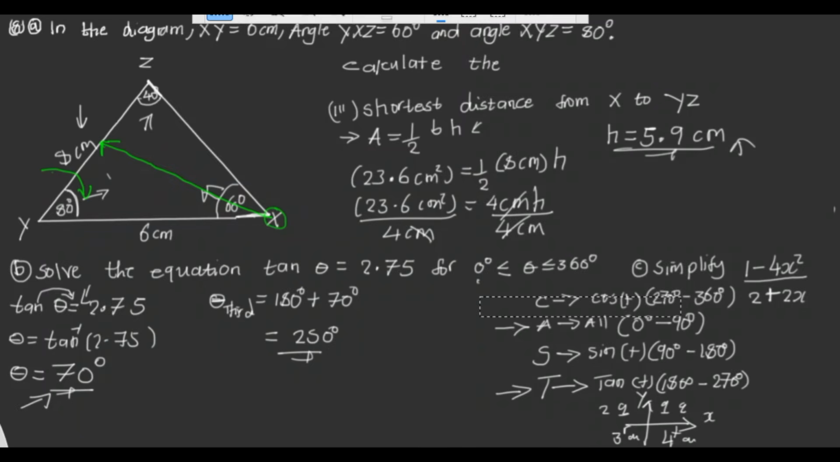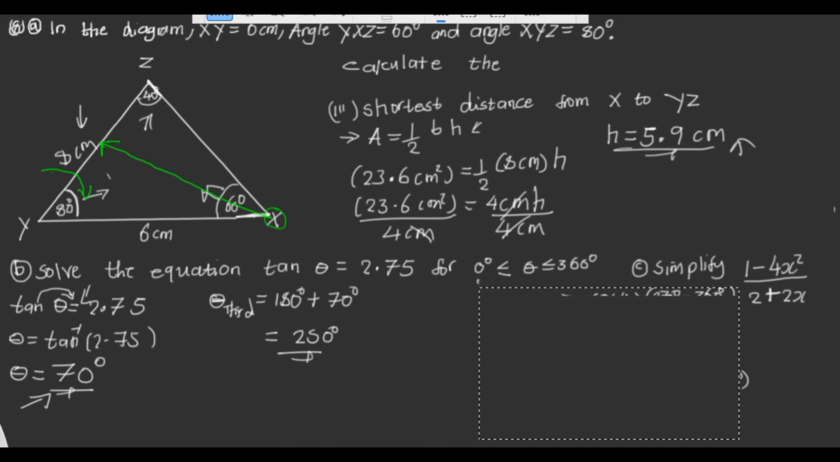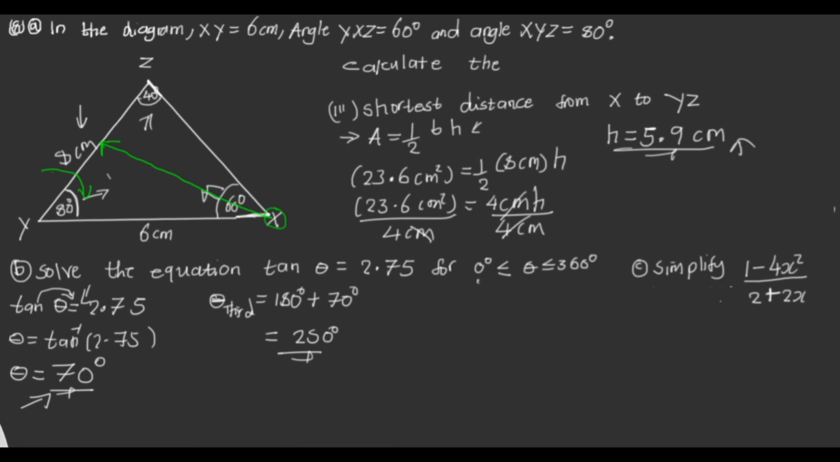Now we can proceed with the last question. In this question we are told to simplify. First let's look at the problem here. We have the numerator where we have 1 minus 4x squared, divided by 2 plus 2x.